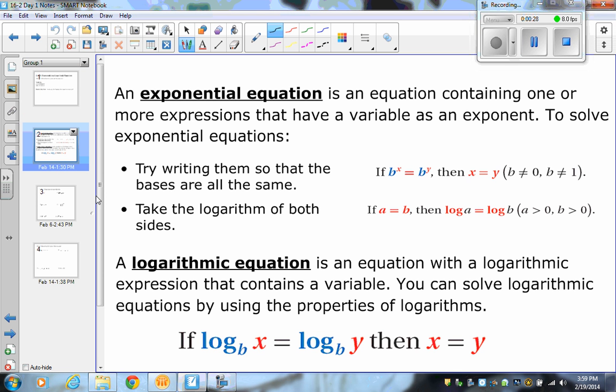An exponential equation is an equation containing one or more expressions that have the variable as an exponent. To solve exponential equations, you're going to try and write them so that the bases are the same. So you want the base here and the base here to be the same, not the exponents, the bases. Because once we know that the bases are the same, then we can say that the exponents have to equal and we can solve for our variable.